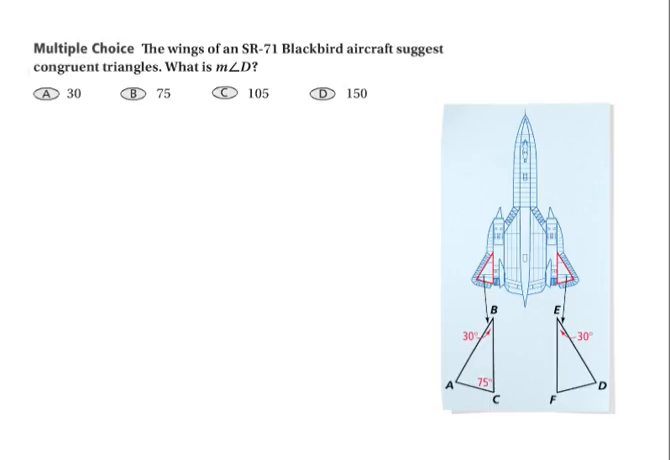Multiple choice. The wings of an SR-71 Blackbird aircraft suggest congruent triangles. What is the measure of angle D? Here they blow up these triangles for us so we can see what they look like. Again, we know they're congruent because that's what the problem tells us. So if angle C corresponds to angle F, then I know this guy is 70. And we want to find the missing measure of angle D.